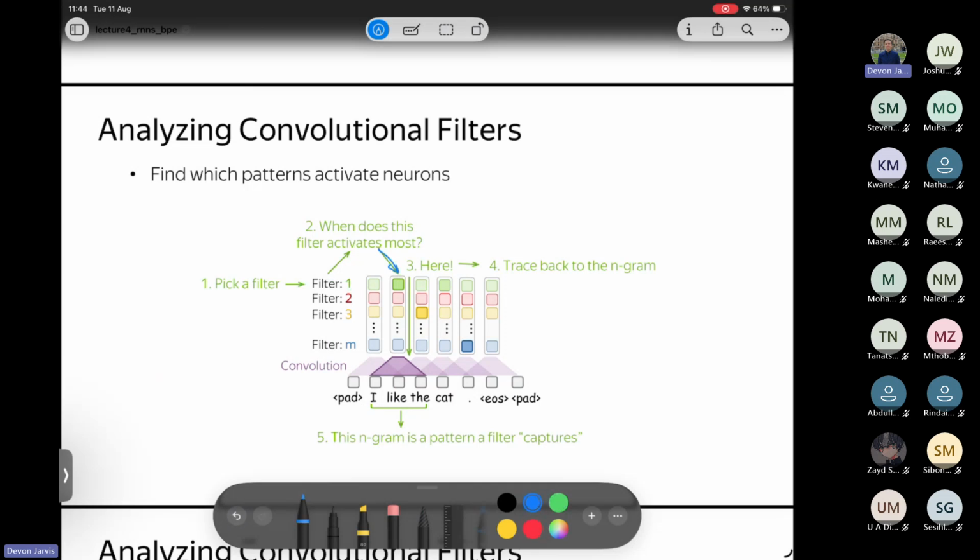So you say, well, where was that maximum activation on my kernel? And you look where it was, and you trace it back down the architecture, and you can see that it says, well, it's sitting on top of "I like that," or "like the cat," right? So all you do is look for where spatially, or in this case, temporally, your convolution was most active.